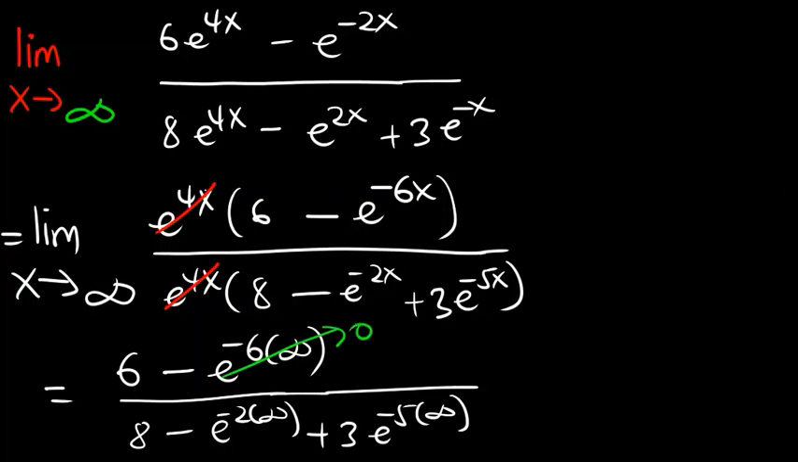So let's look at what you're going to get. This value will be equal to 0. This value will also be equal to 0. And then this will also be equal to 0. So at the end, we are going to have 6 over 8, which will give us a value of what? 3 over 4.